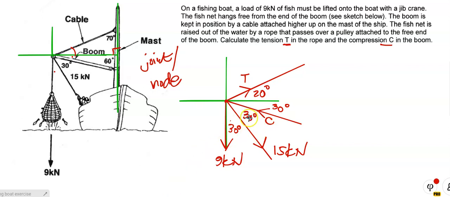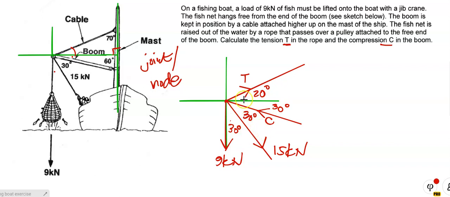Now notice this angle, 30 degrees, lies between that force and that force, which are not on the vertical or horizontal. You never use that angle in a calculation. Did you get that? This angle lies between two forces, whether known or unknown. None of these forces is on a vertical or horizontal. You never use that angle in a calculation. That happened to be 30, but you never use that angle.